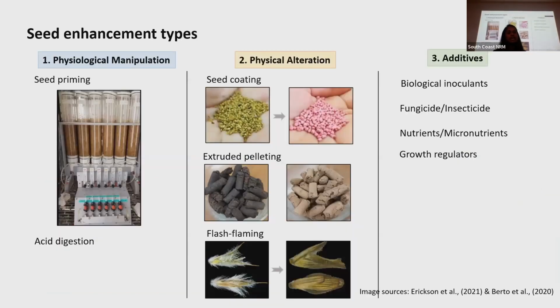So there are 3 main types of seed enhancement. We can do physiological manipulation: we can either prime or acid digest seeds. Or else we can do physical alteration: we can coat or pellet seeds, or else we can do flash flame to get rid of all the unwanted appendages and improve the flowability of these seeds through the machines. The third type is additives. We can add different additives such as biological inoculants, nutrients, and growth regulators to improve the performance of the seeds.